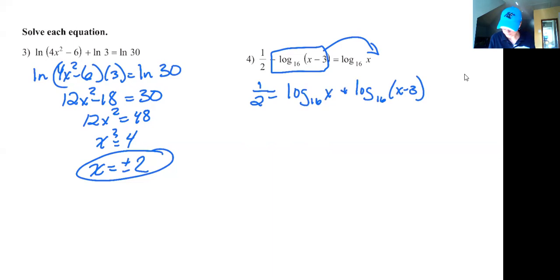Okay, so this is going to be 1/2 is equal to the log base 16 of x. I'm going to go ahead and multiply, you guys. You know, this is the end of the chapter. Hopefully you're really good with this.